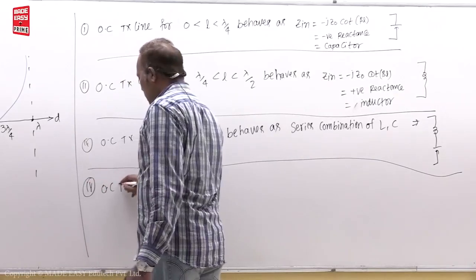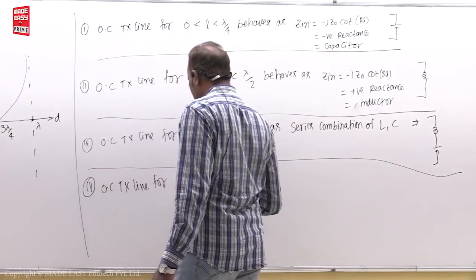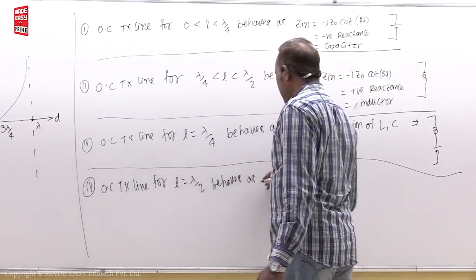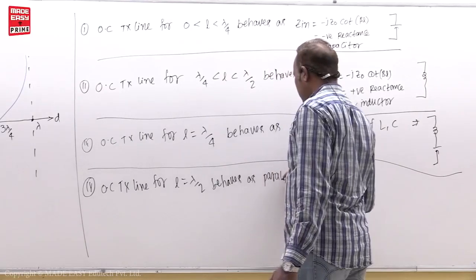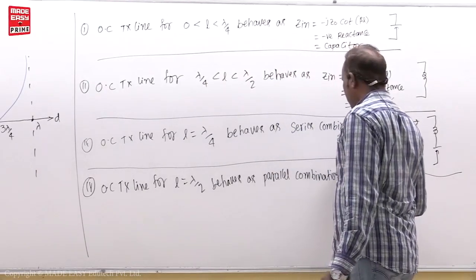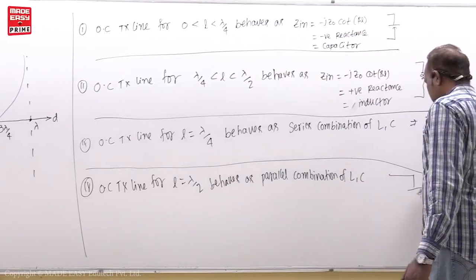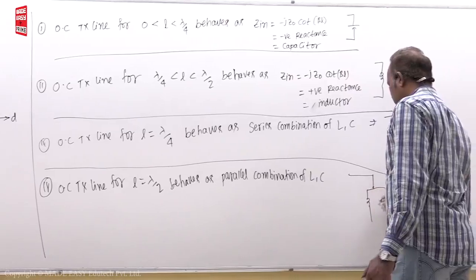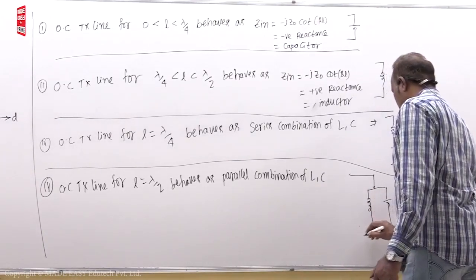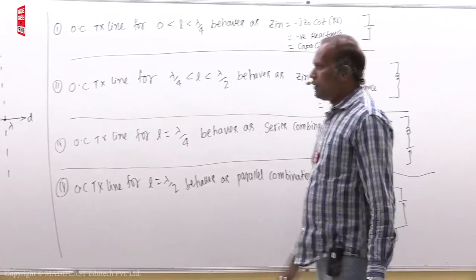Now open circuit transmission line for L is equal to lambda by 2 behaves as a parallel combination of LC. So this is the answer. Okay.